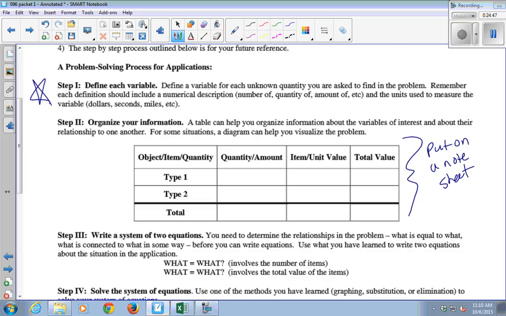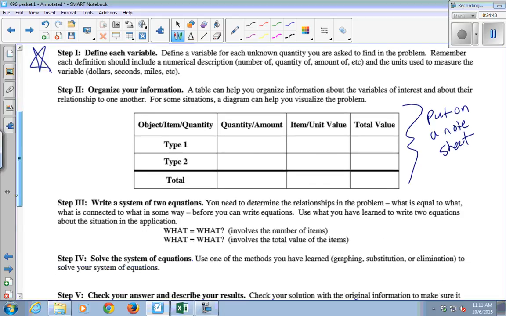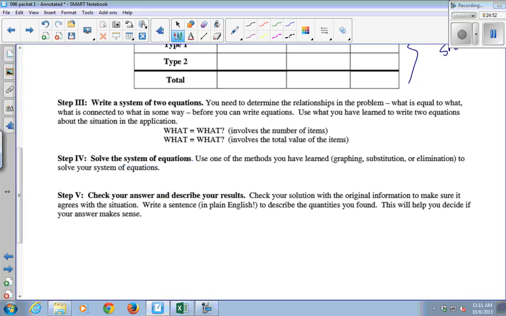Then you have to write out a system of equations. You need to determine the relationships in the problem. What is equal to what? What is connected to what in some way before you can write equations. Okay. Use one of the methods that we've learned, graphing, substitution, or elimination to solve the equations, and then check your answer and describe your results with a sentence, relating it back to the actual question asked.